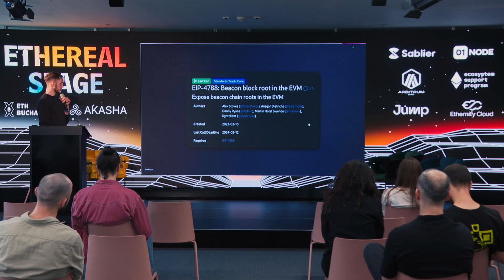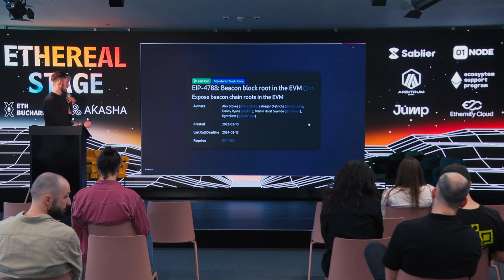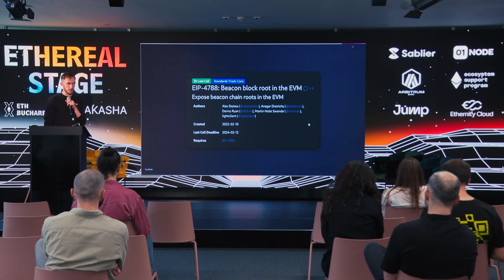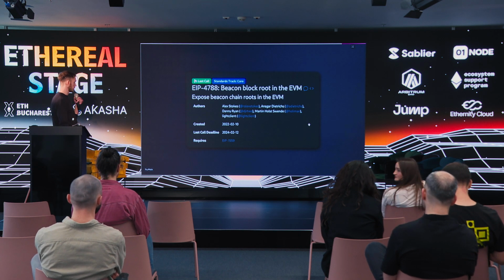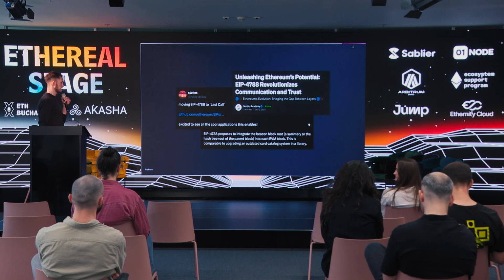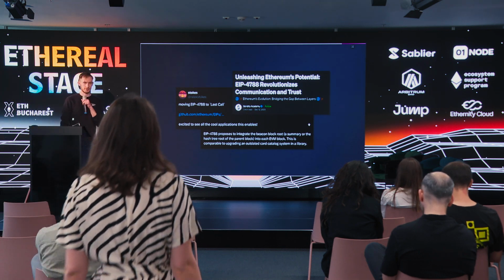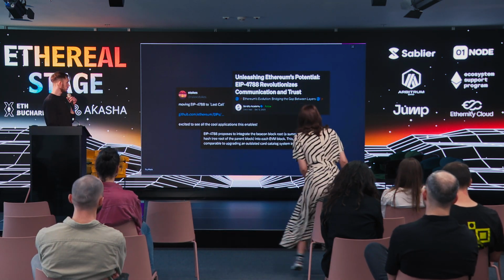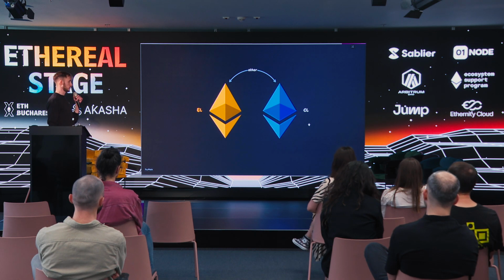But first things first, let's take a look at the EIP. It's called beacon block root in the EVM, and it's kind of cryptic. Some find it really revolutionary, and that it will be very useful for Ethereum at large. But what is it all for?